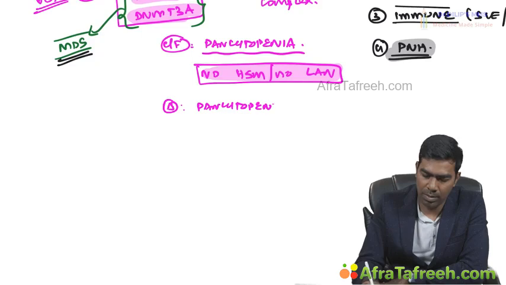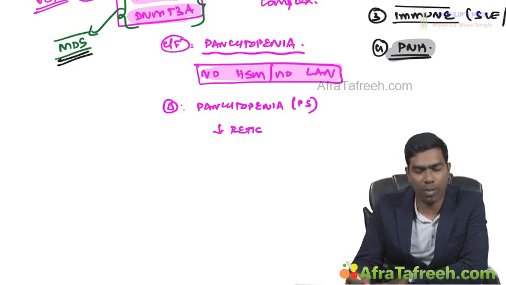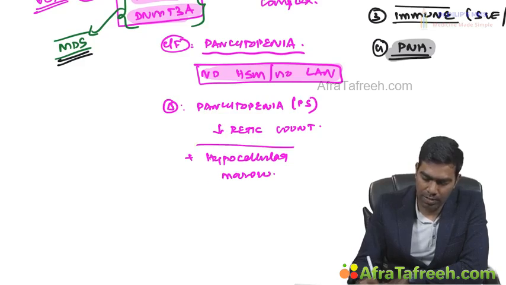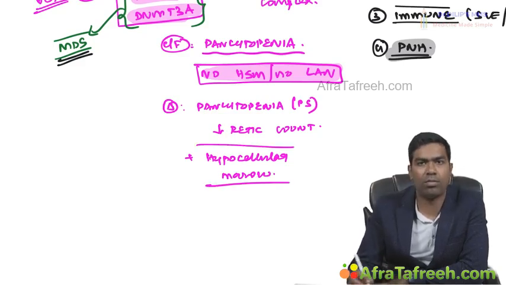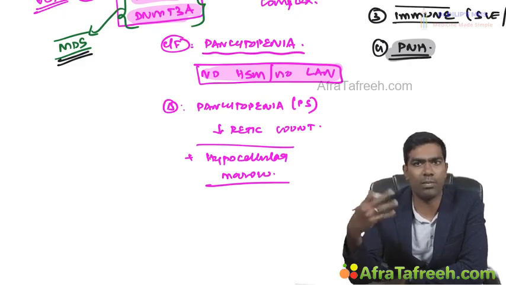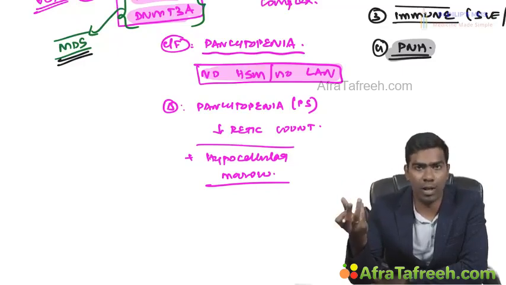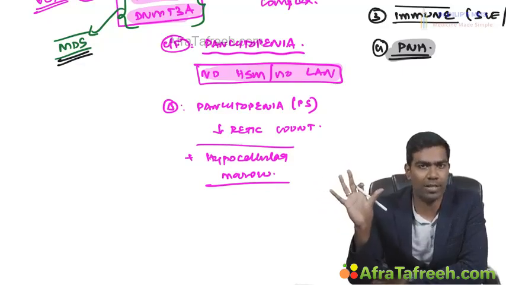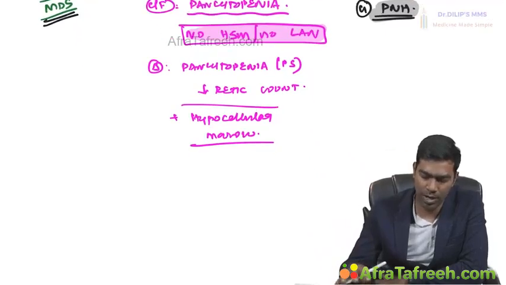pancytopenia in the peripheral smear, and they will have reduced reticulocyte count, which indicates the bone marrow production itself is lost. At the same time, the patient will have a hypocellular marrow. The cellular component of the bone marrow will be replaced with fatty tissue, which means the marrow will no longer be cellular, it will be more of a fatty component. The fatty component will keep increasing and only fatty tissue will be seen in the marrow. You won't see any cellular marrow. So this is what we call hypocellular marrow.